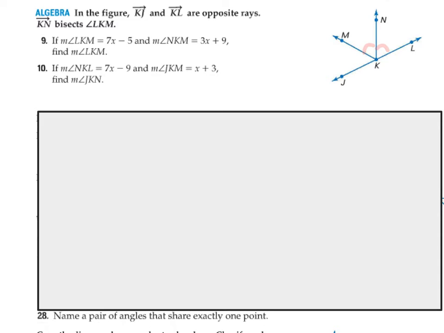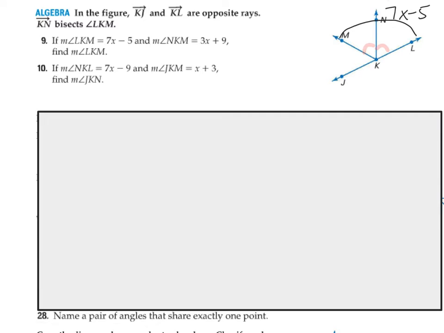Okay, so number 9, I'm going to help you set that up. We're told that angle LKM, which is this whole angle, has a measure of 7x minus 5. I'm going to draw a big arc here and indicate that that angle has a measure of 7x minus 5, and that of course would be in degrees.